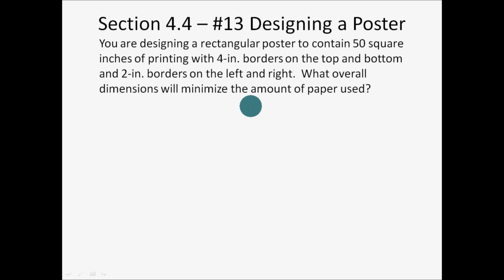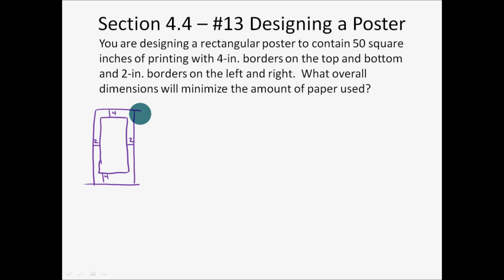First things first, we have a rectangular poster. I drew it height-wise, but there's no reason that you couldn't draw it lengthwise. Then around this poster there is a border. There's 4 inches on top and 4 inches on bottom, and then there's 2 inches to the right and 2 inches to the left. So we add on this border, and our new drawing looks something like that.